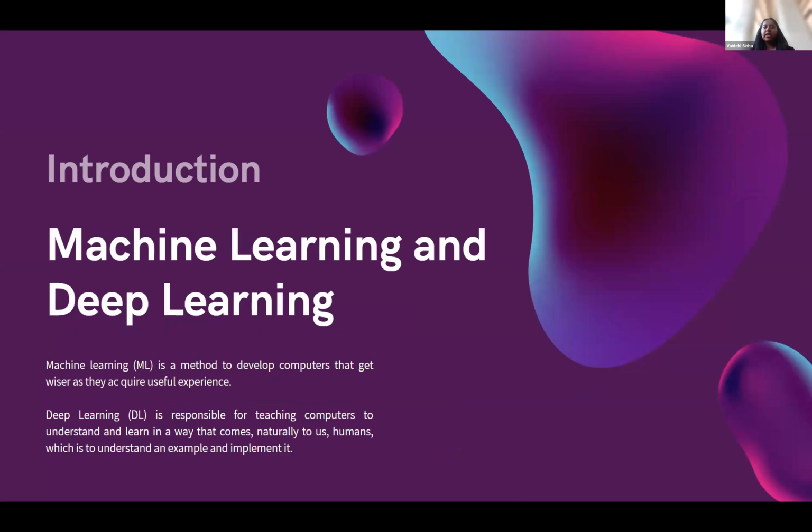Moving on to what is machine learning and deep learning. So machine learning, ML, is a method to develop computers that get wiser as they acquire useful experience. Deep learning, DL, on the other hand, is responsible for teaching computers to understand and learn in a way that comes naturally to us humans, that is to understand an example and implement it.